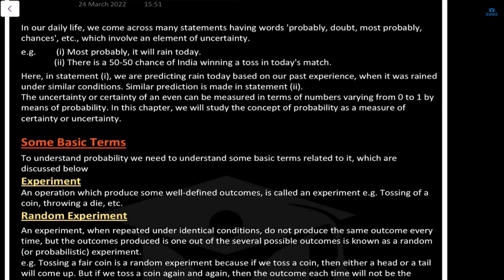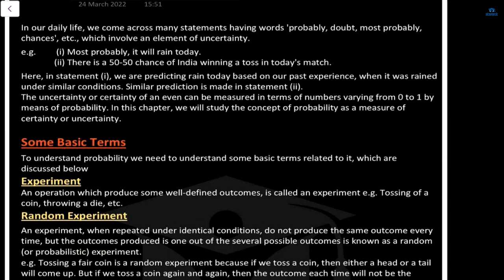Or, what is the chance of winning a match? A team is playing cricket, or any other game. It is a 50-50 chance that either they will win or they will lose. Like when you are tossing a coin, you get a head or a tail, so it is 50-50. Throwing a dice, there are so many events.